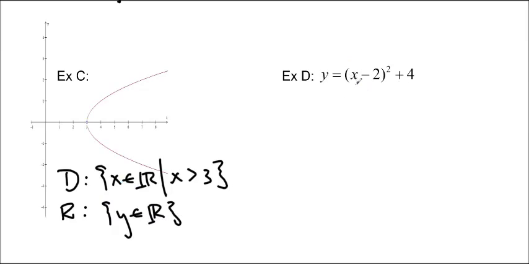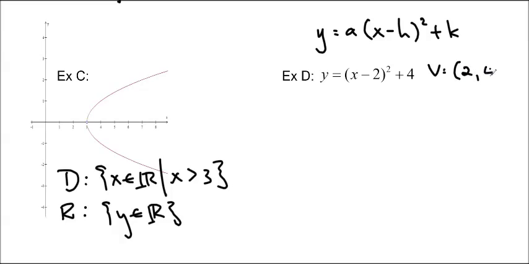So this is a parabola, if you recall. It's a parabola of the vertex form, a(x minus h) squared plus k. So we can find the vertex. It's 2, 4. And we also know that it's opening upwards because this is positive. There's no negative there. So this parabola is opening upwards.